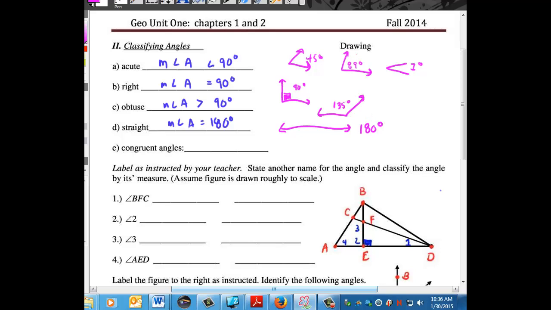When looking at the term congruent angles, let's say we had two 45-degree angles, and let's say that this was angle A and angle B. Then I can say that angle A is congruent to angle B. Or I could also say that the measure of angle A is equal to the measure of angle B.